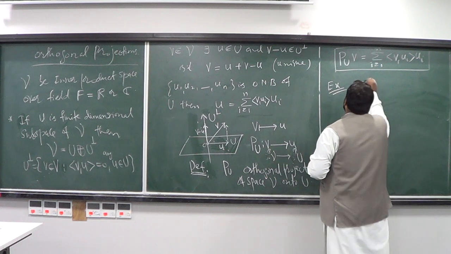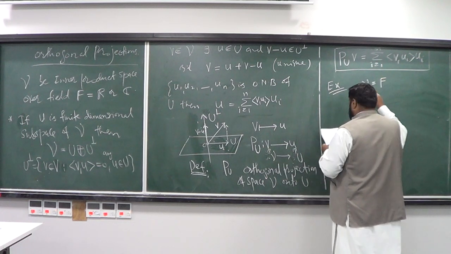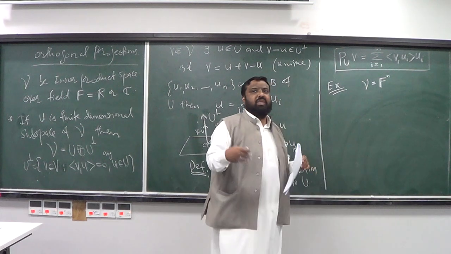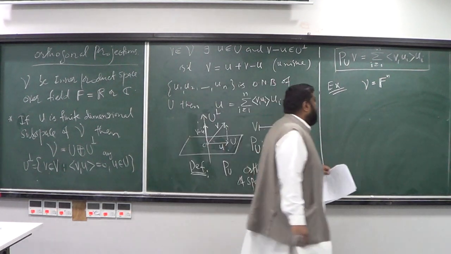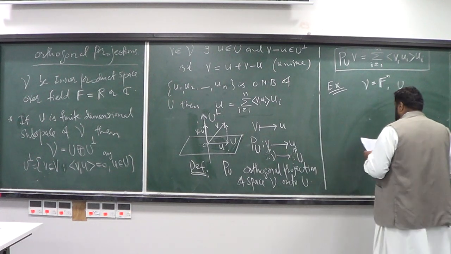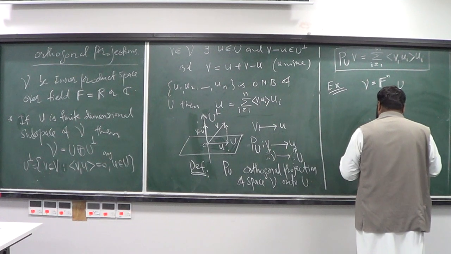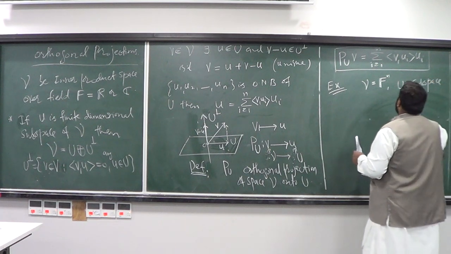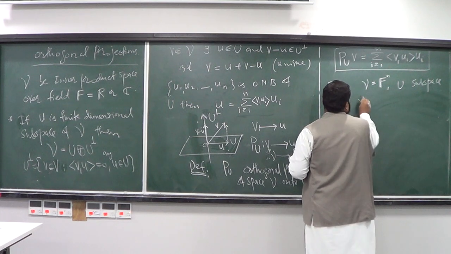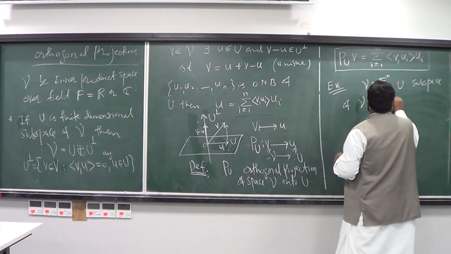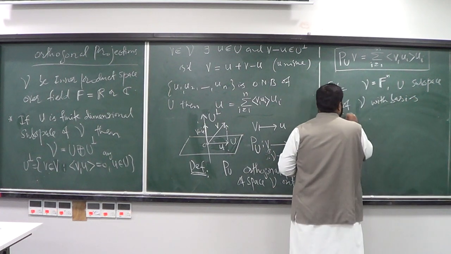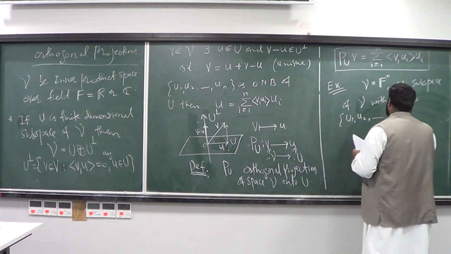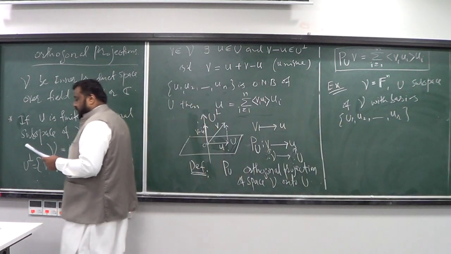Take V to be F^n, in other words, the Euclidean space R^n or a complex space C^n. And take U to be a subspace of V, this F^n, with some basis of vectors u_1, u_2, up to u_r. So this is really the basis of U: u_1, u_2, ..., u_r.